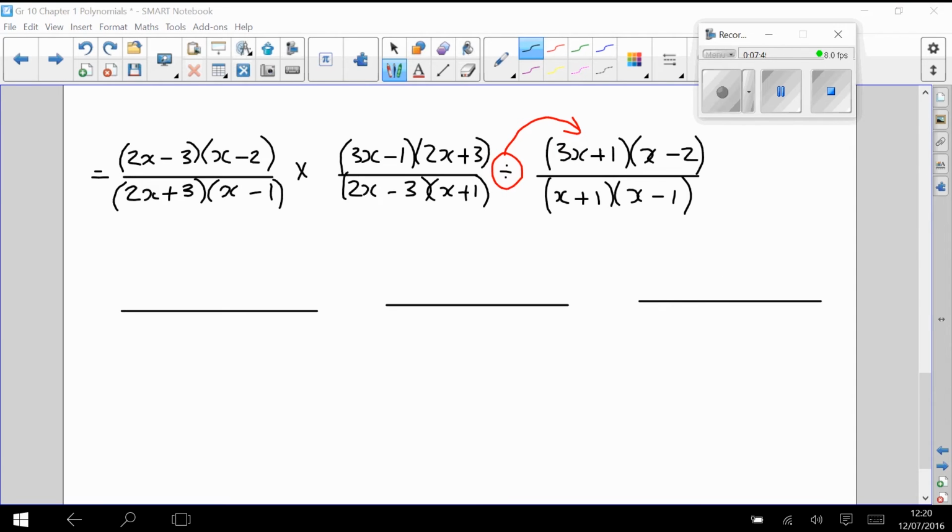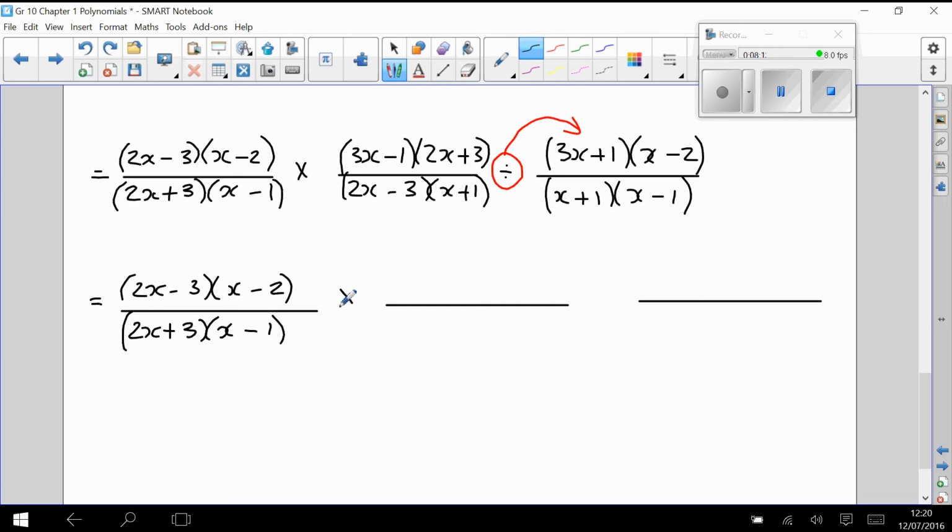As the first two fractions did not come after a divide sign, I write them down exactly as they were. So the first fraction of 2x minus 3, x minus 2, all over 2x plus 3, x minus 1 remains unchanged. As does the next fraction, because the sign prefixing it is a times, and you do not change your fraction to its reciprocal if it is prefixed by a times.